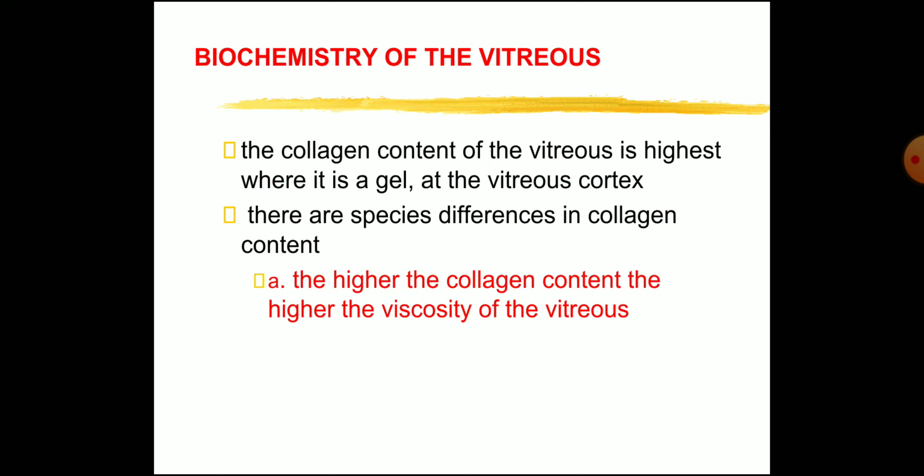The collagen content of the vitreous is highest where it is a gel and at the vitreous cortex. There are species differences in the collagen content. The higher the collagen content, the higher the viscosity of the vitreous.